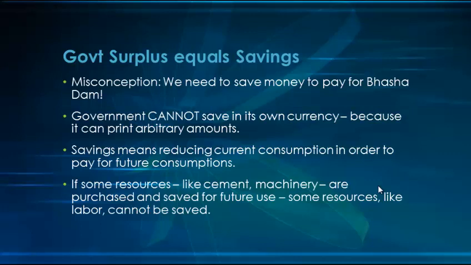There is a misconception, this is the third myth, I think, that if the government can save money to spend it, so if I run a budget surplus, then I will have money and then I can use it to build the Bhasha Dam, for example. So again, this is not correct. This is again based on the analogy with the household, that if I want to buy something big, I have to save money from my income and then I have to buy it.